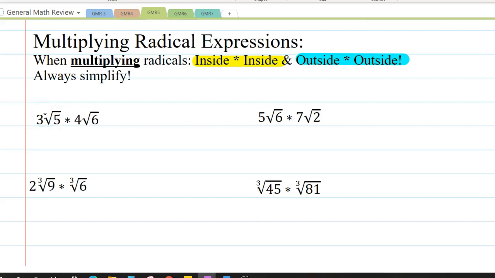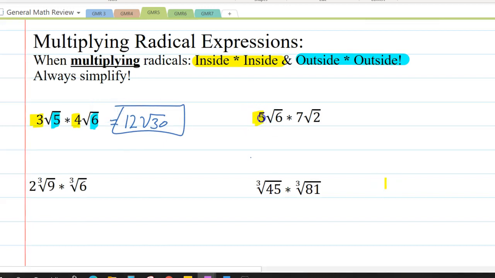Multiplying radical expressions. When multiplying radicals, multiply the inside times the inside and the outside times the outside. Straightforward, no tricks. The 3 is outside, he multiplies times the 4. The 5 is inside, he multiplies times the 6. That gives me 3 times 4 is 12, 5 times 6 is 30. Always look to see if you can simplify. I know that 30 breaks up into 5 times 6, so there's nothing I can simplify, and we're finished.